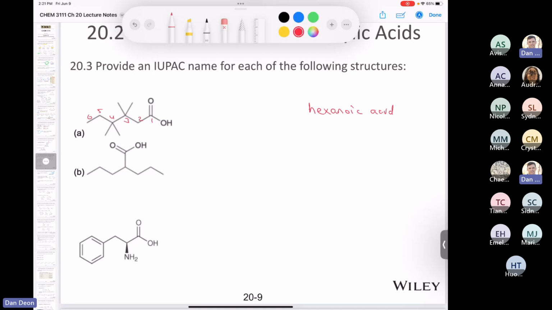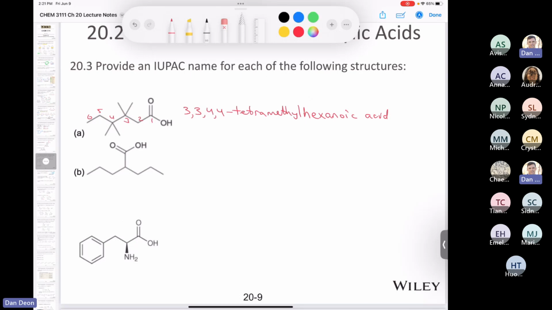acid. We've got 4 methyl groups, 3,3,4,4 tetramethyl. So 3,3,4,4 tetramethyl hexanoic acid. Beautiful. There we go. That's pretty good. All right.